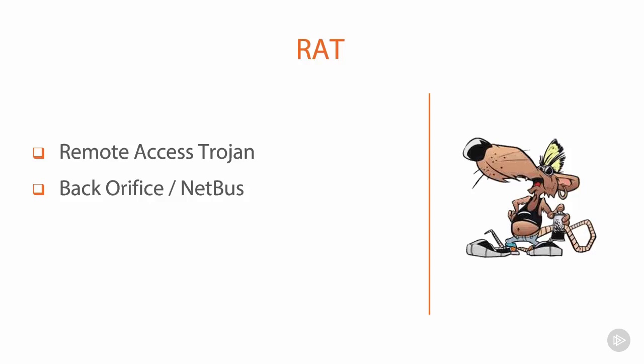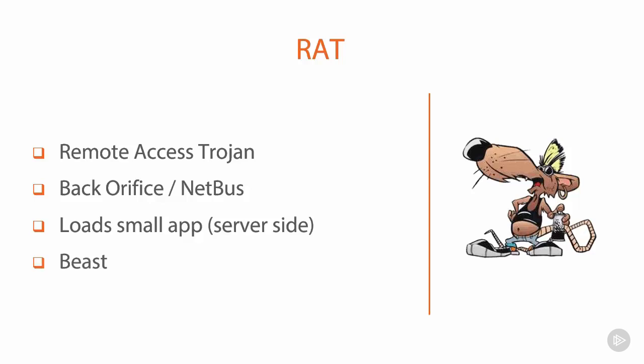So with a RAT, we're simply installing a small application on the target machine, which is referred to as the server side. Then the attacker just hits that server from the outside, and bam, he's got remote access where he can exercise administrative controls, raise privileges, and implement a keylogger. There are several pre-configured RATs out there: Dark Comet, Apocalypse. But I'm going to go through here and show you a little bit about Beast.